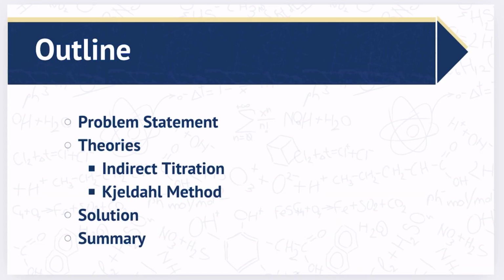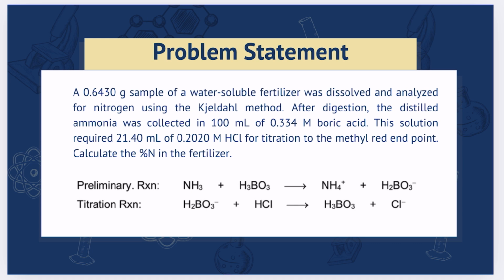Our outline is as follows. We'll start with the problem statement, and then we'll discuss the theories that you need to be equipped to solve the problem, aka indirect titration and the Kjeldahl method. Afterwards, we'll attempt to solve the solution, and then we'll end with a summary of everything you need to know to solve problems related to indirect titration, as well as tips that I have for you to solve indirect titration problems more efficiently. So to start things off, we have our problem statement, which I will read.